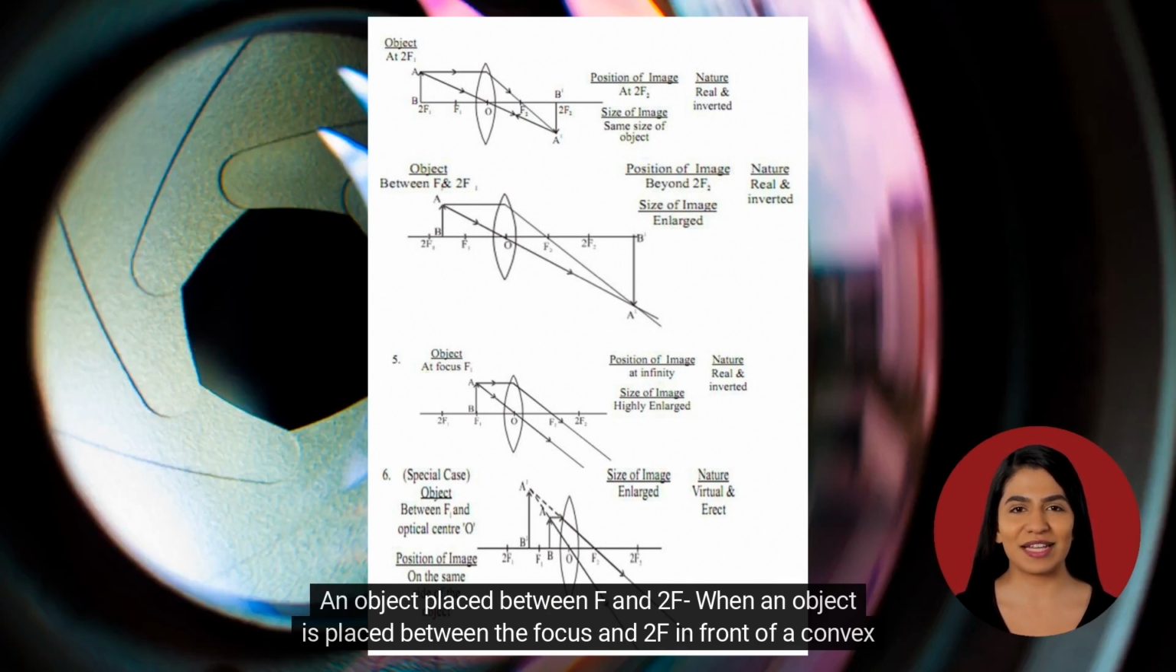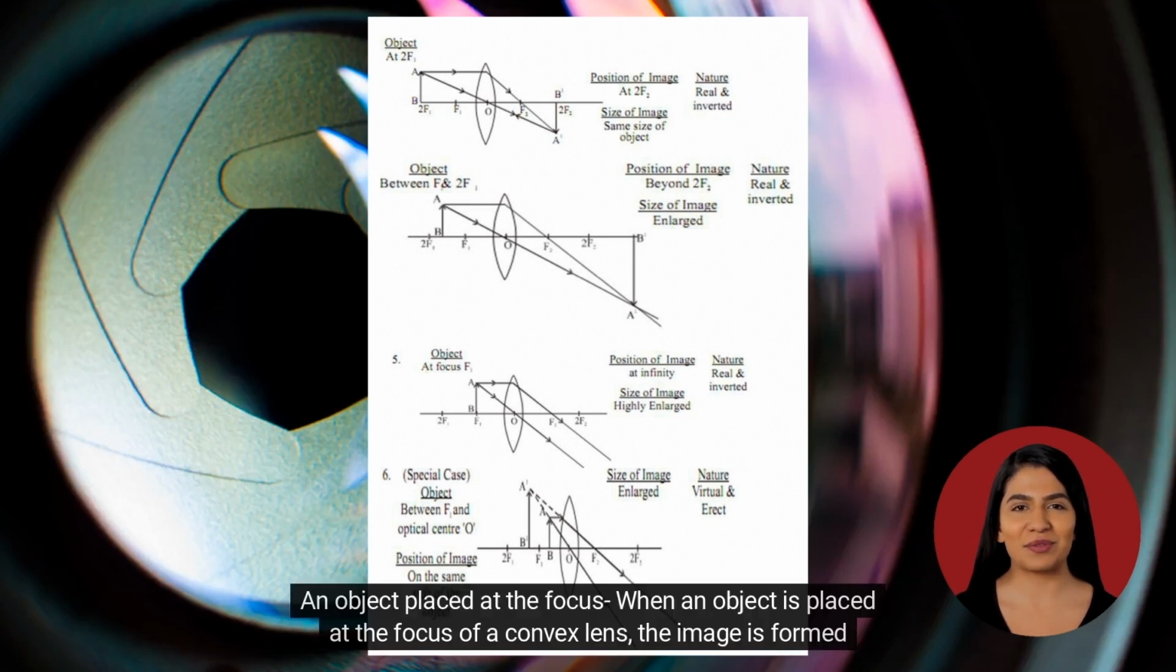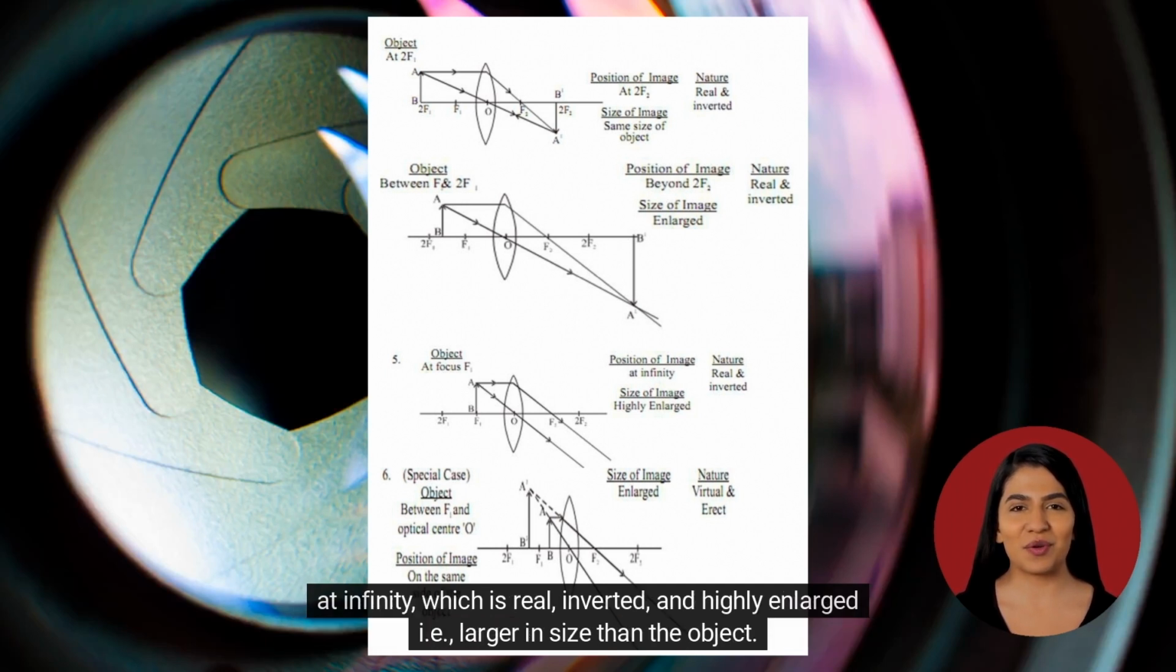When an object is placed between the focus and 2F in front of a convex lens, the image formed lies beyond 2F. The image formed is real, inverted, and larger in size than the object. An object placed at the focus: when an object is placed at the focus of a convex lens, the image is formed at infinity, which is real, inverted, and highly enlarged, i.e., larger in size than the object.